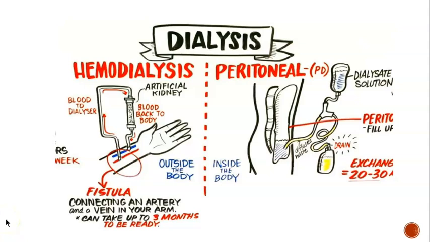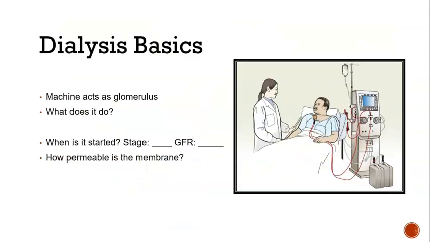If your patient is being treated with dialysis, they can be on hemodialysis or peritoneal dialysis. With hemodialysis, we will use access to their vascular system, and for peritoneal dialysis, we will instill the dialysis solution into their peritoneal space. The basics of dialysis is that the dialysis machine acts as the glomerulus for your patient. So you need to think about this as the kidney being outside of the patient.